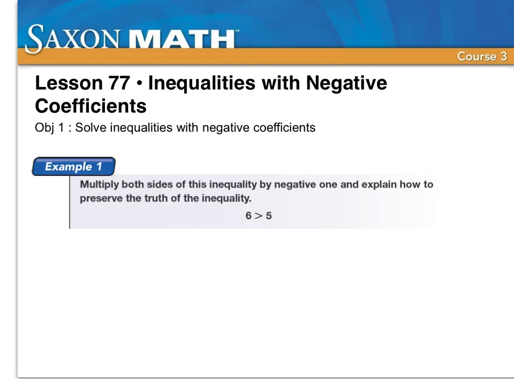And this is lesson 77. We are talking about inequalities with negative coefficients. And we want to solve inequalities with negative coefficients in this, okay? Well, first example just says to multiply both sides of this inequality by -1 and explain how to preserve the truth of the inequality.